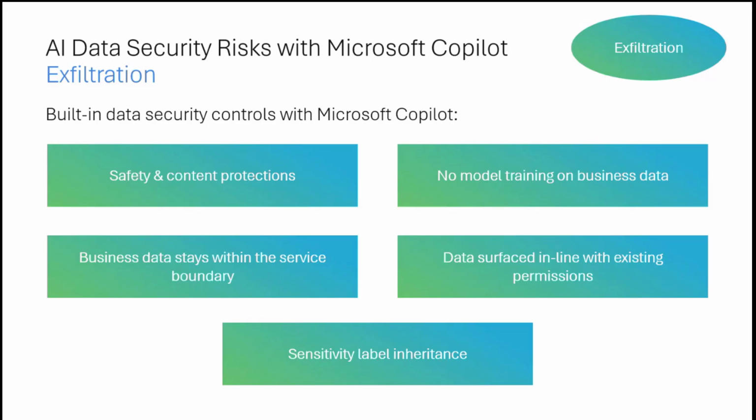And then this last point, sensitivity label inheritance. Sensitivity labels, again, apply protections on a file level. The content created by Copilot, whether it's the response itself or if it creates, let's say, a PowerPoint presentation, will inherit the sensitivity label of the input that was leveraged. So sensitive data will remain labeled.